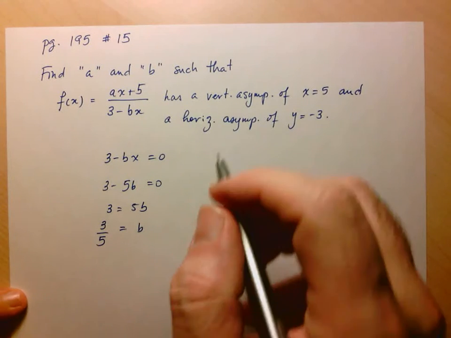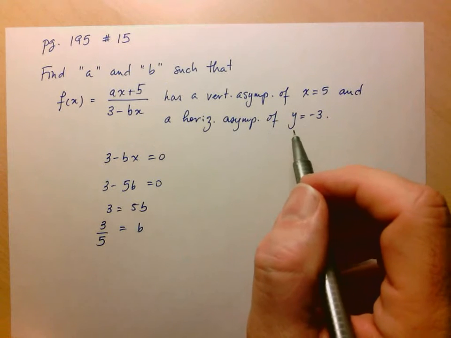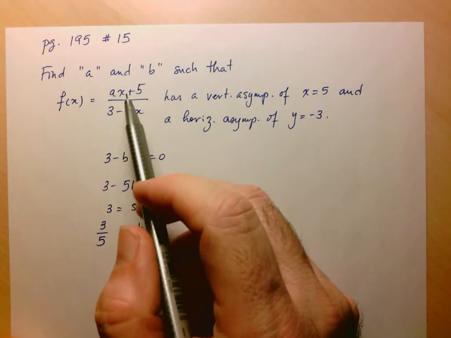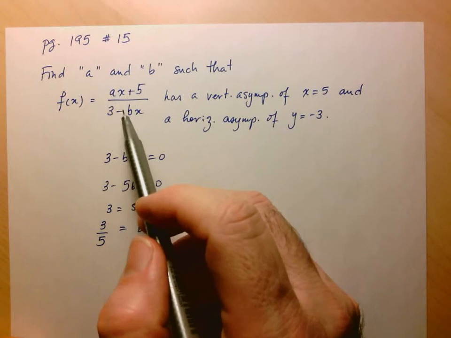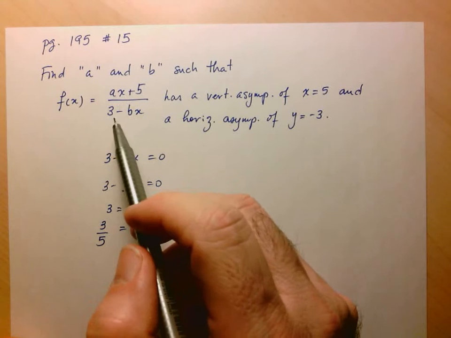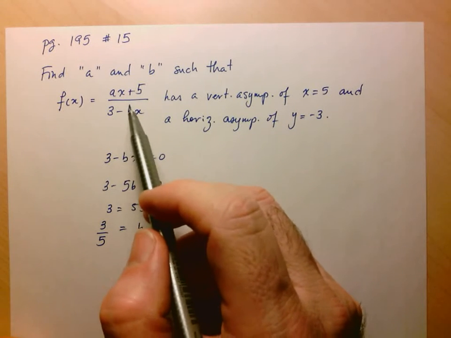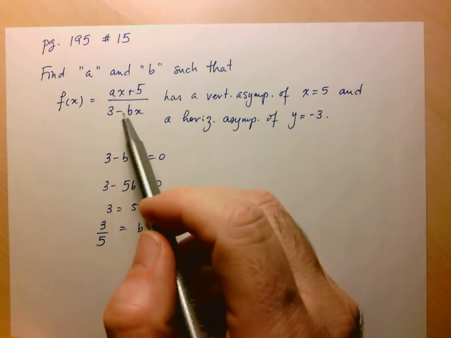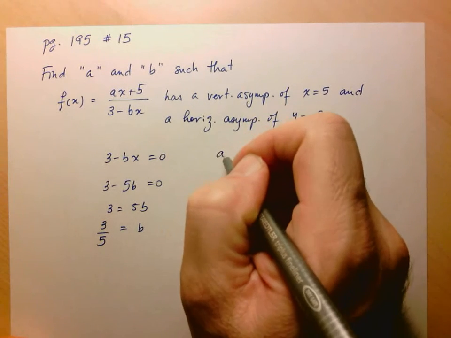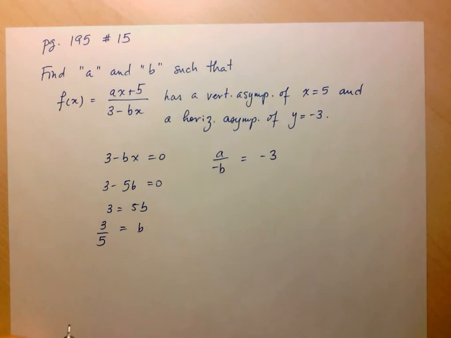Now the second part is that it needs to have a horizontal asymptote of y equals -3. In order to find the horizontal asymptote of this type of rational, we just have to look at the quotient of the two leading terms. Now be careful here, this is written with the x term second, so the leading term is still -b, the coefficient of the highest power of x. So here we have that a over -b needs to be equal to -3.